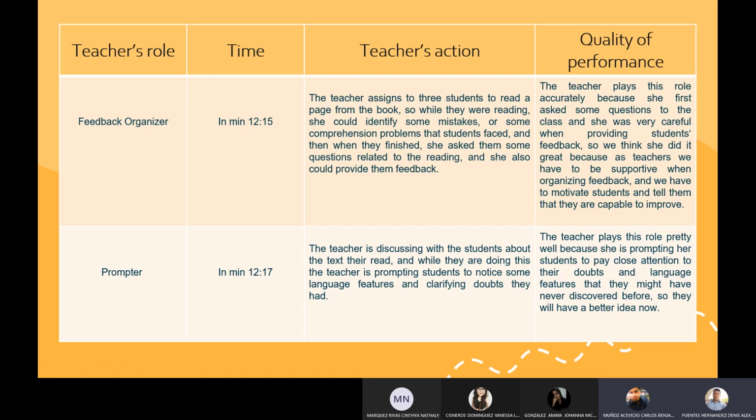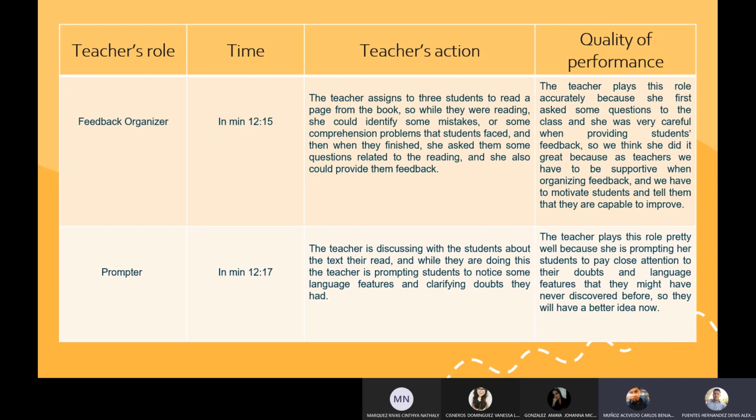Okay, well, we think that the teacher plays this role pretty well because she first asked some questions to the class, and she was very careful when providing students feedback. We think that she did it great because as teachers, we have to be supportive when organizing feedback, and we have to motivate students and tell them that they are capable of improving. And the next role is prompter.